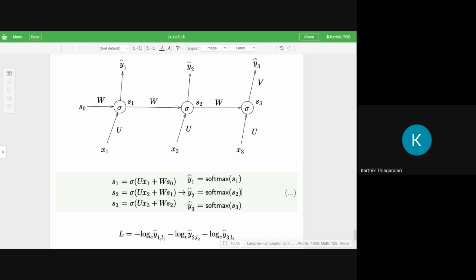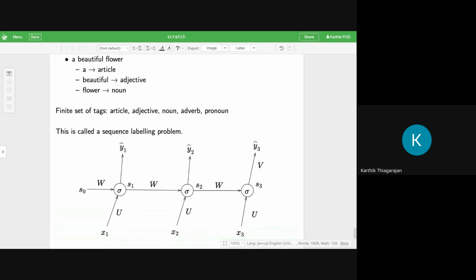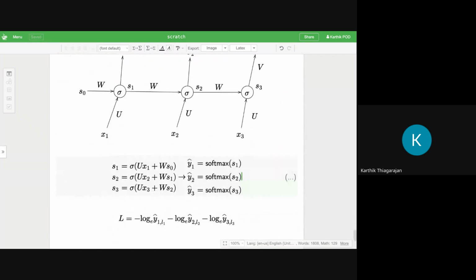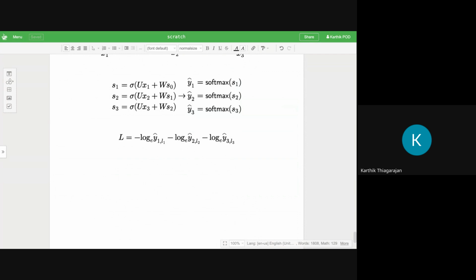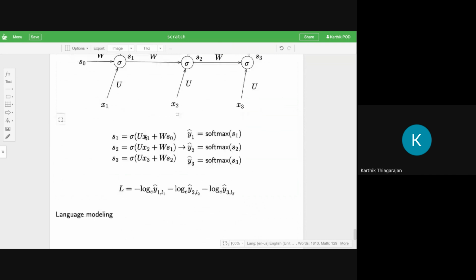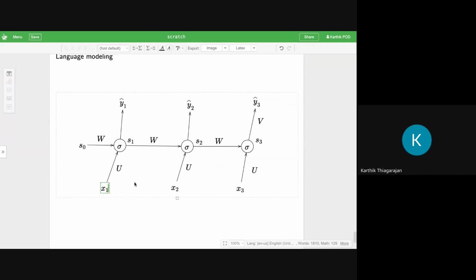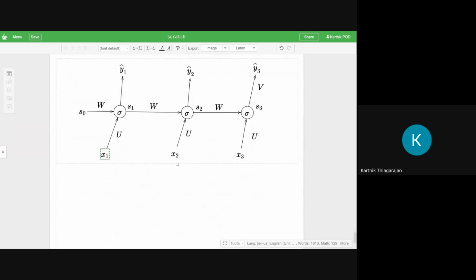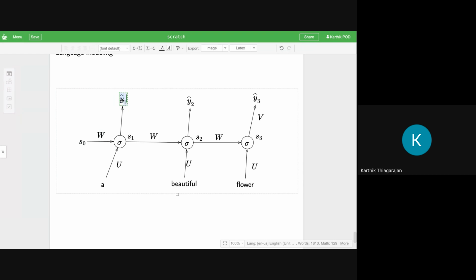Okay, so that is for sequence labeling tasks, wherein every term of the sequence has to be labeled. One more popular problem is the one we have been seeing so far, language modeling, where you want to predict the next word of a sentence given the current set of words. So this is also a sequence labeling task. But here, how will it look? If you have a sentence like "a beautiful flower", you will pass "a" as input, then "beautiful", then "flower". It will produce a y1 hat, a y2 hat, and a y3 hat.